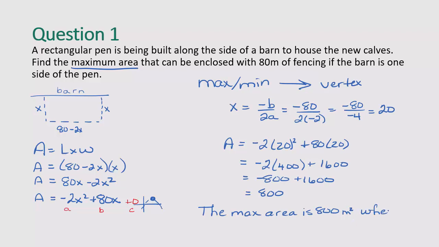When the width of the pen is 20 meters. So that would give us 20 meters for there, 20 meters for here, and 80 subtract 2 times 20 gives me 40 meters for there. So 20, 40, and 20 gives me 80 meters of fence that I needed to solve this question.